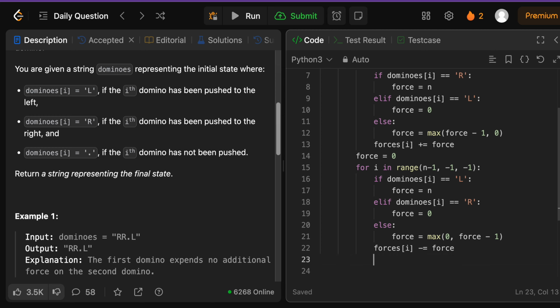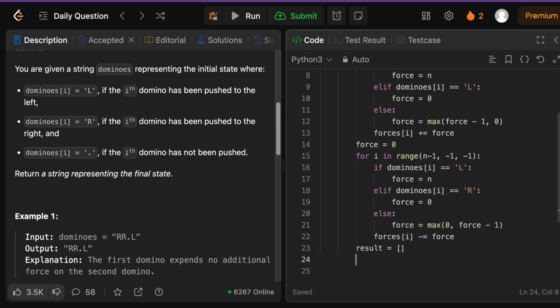And that's completely it for the second pass or iteration to get all the leftward forces for each domino. Now we want to build our result. To do that, I'm going to just call it result. This is effectively what we return as our output. It's going to have the final state of each domino based on their net force: if they're positive, zero, or negative, meaning if they're tilted to the right, tilted to the left, or just staying still if they're balanced, right?